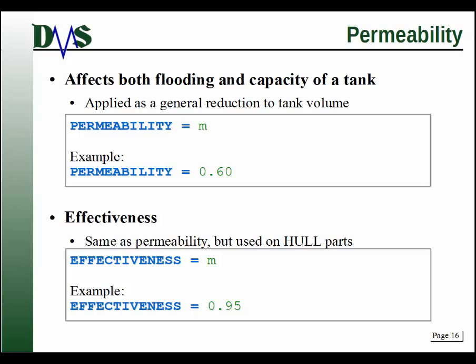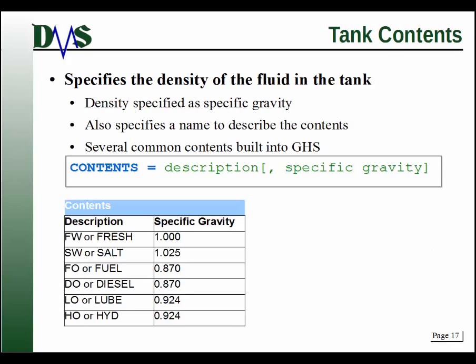And the twin to that is effectiveness. Effectiveness works the same as permeability, but it's used on hull parts. So if you're talking about a hull, you use the effectiveness command. If you're talking about a tank, you use the permeability command. Now the other command that you saw in there was tank contents. So that's contents equals, and then whatever your description is. That specifies the fluid that is actually inside your tank.